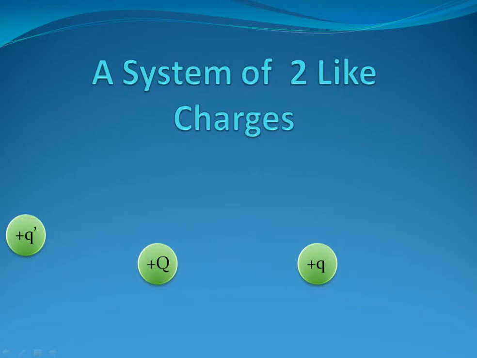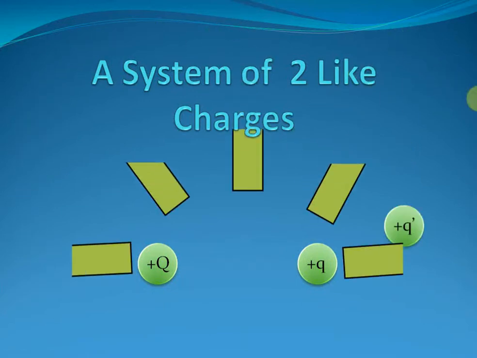Today we're going to study something fascinating. What happens when you have two like charges, plus capital Q and plus small q, placed near each other? How does a charge plus q dash placed near these two charges behave? What is the electric field due to a charge system consisting of two like charges? That's what we'll study in this particular chapter. What is the influence of these two charges?